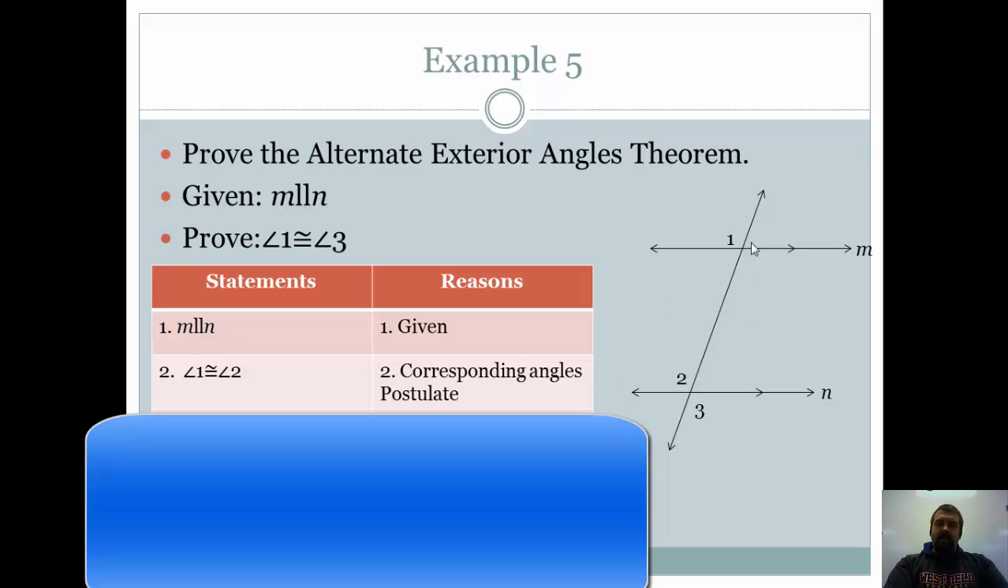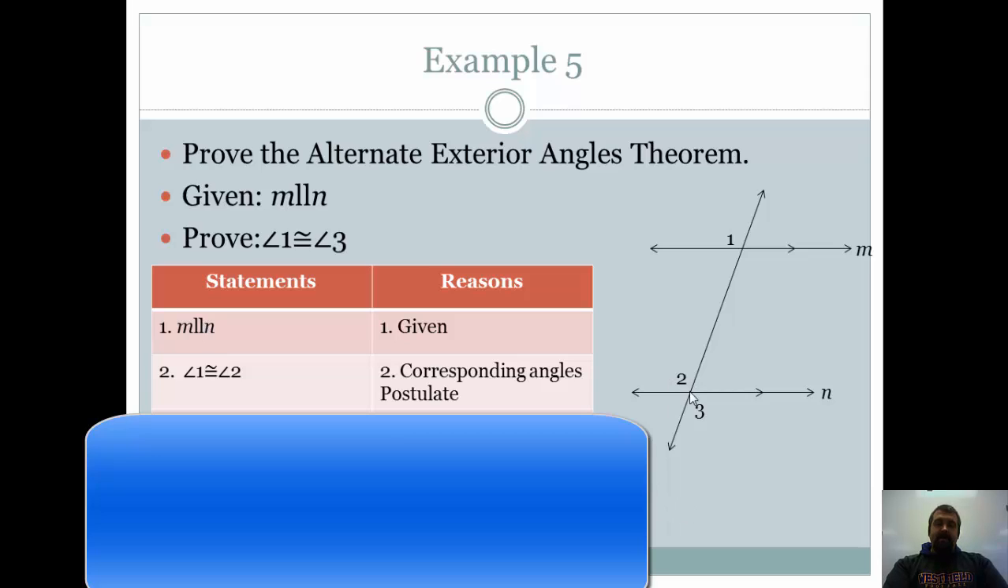So I have angle 1 being congruent to angle 2. And I know that because those lines are parallel. If I did not have line M being parallel to line N, I can't use any of the theorems or postulates you have learned in this section. Okay? No go. Now, I look at angle 2 and angle 3.